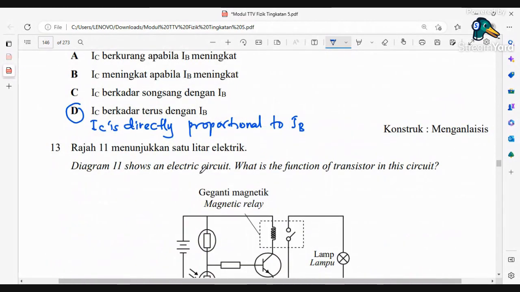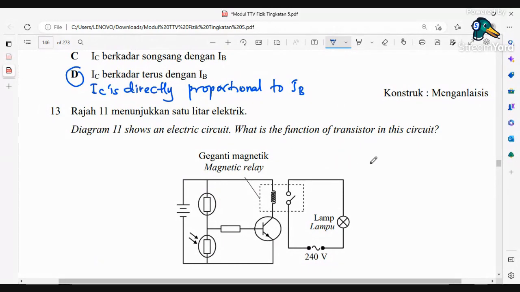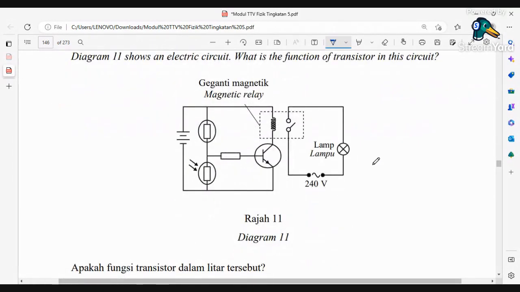Number 13, diagram 11 shows an electric circuit. What is the function of the transistor in this circuit? Transistor as a switch.